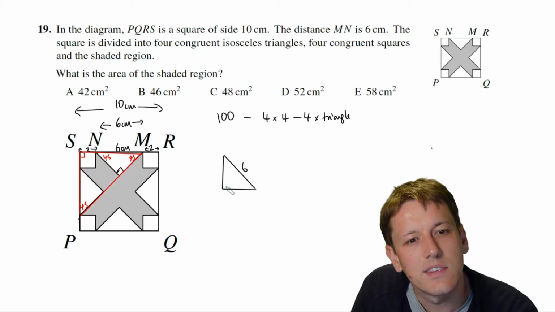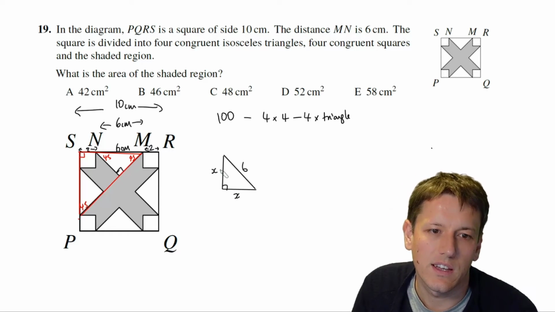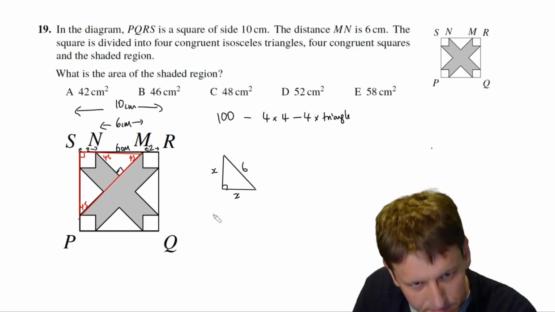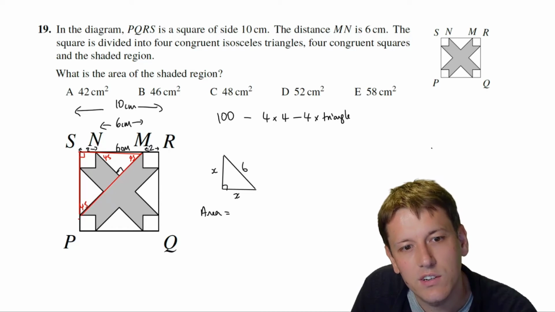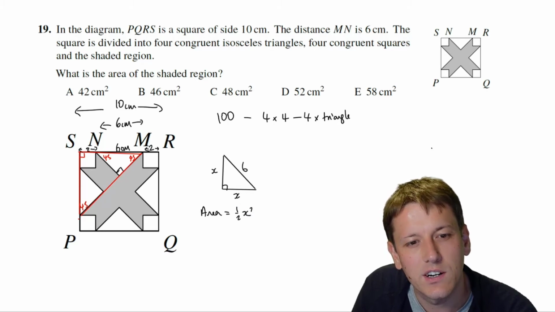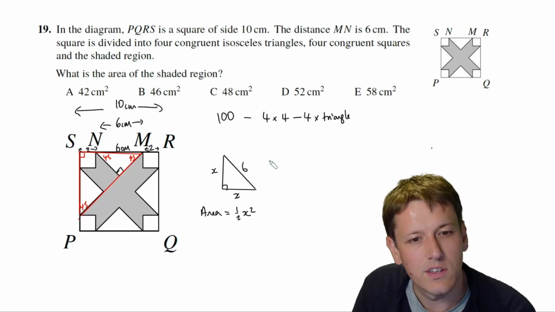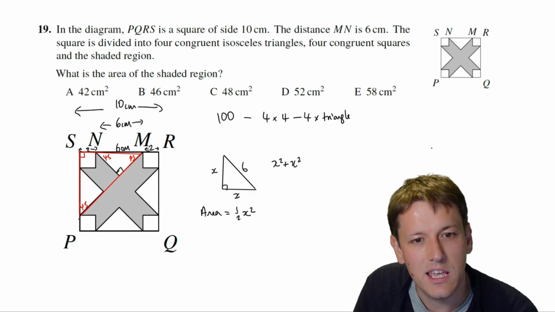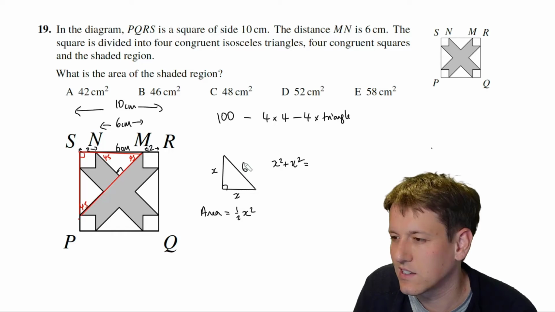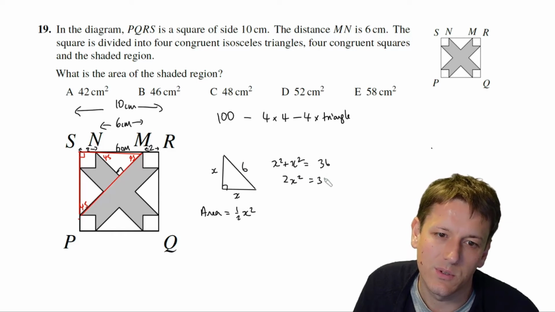So this length is 6, this is a right angle, and we've got side length of x here. So the area of this triangle would be half base times height, which would be a half x squared. Now, Pythagoras' theorem tells you that when you do x squared plus x squared, you get 6 squared, which is 36, so 2x squared equals 36.